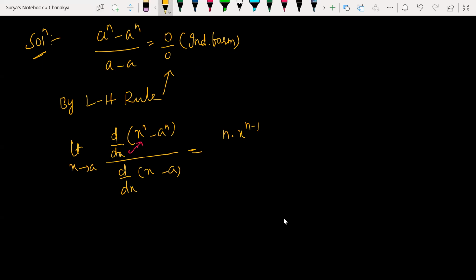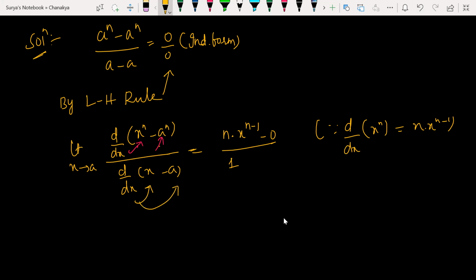Yes or no? I just told you that this is a formula, right? D by dx of x to the power of n is n into x to the power of n minus 1 only. Now differentiation of a constant: a is a constant here, so its differentiation is 0. Denominator: differentiation of x is 1, minus differentiation of a is 0. So we get n into x to the power of n minus 1, limit x tends to a, don't forget.